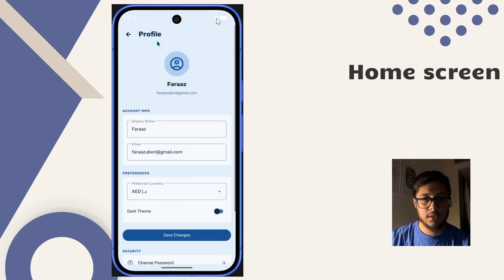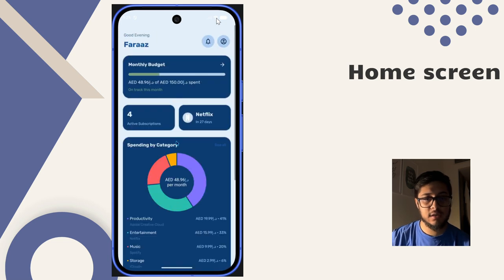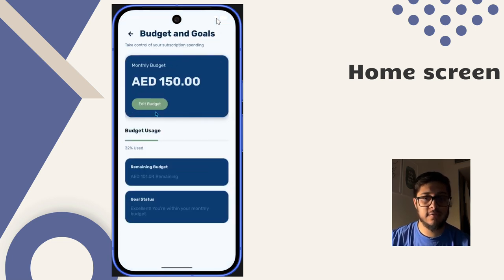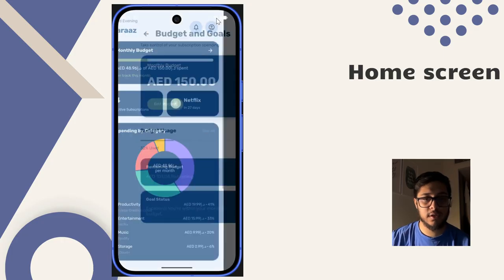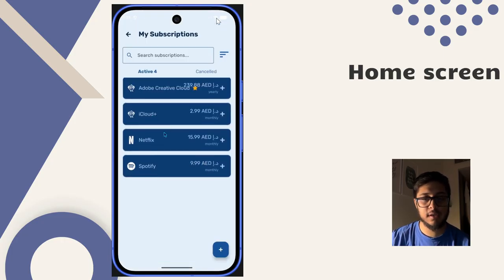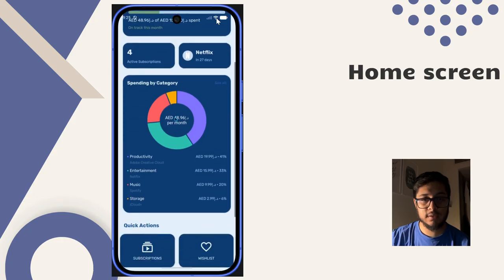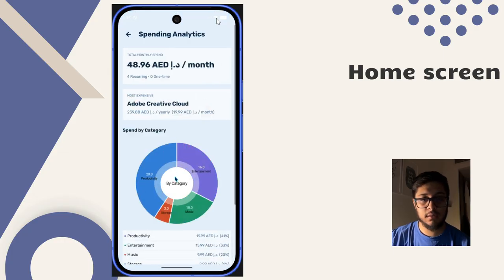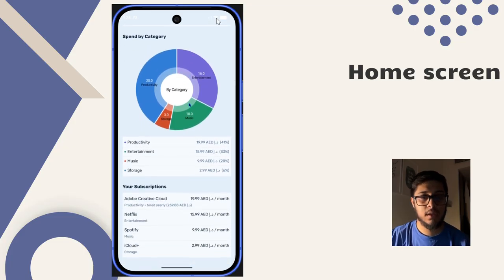This is the app's homepage. The homepage is the main screen of the application, and it gives the users an overview of their subscriptions and allows them to navigate to the other pages of the app as well. This screen is implemented using the homepage activity Kotlin file and the activity homepage XML layout.